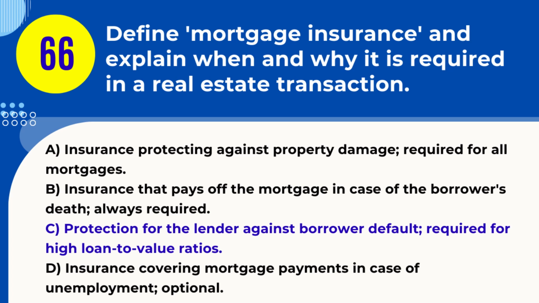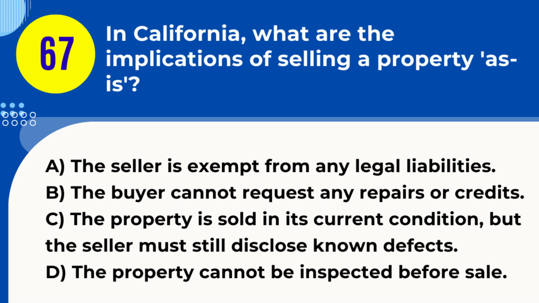Answer: C. Protection for the lender against borrower default, required for high loan-to-value ratios. Explanation: mortgage insurance protects the lender if the borrower defaults, typically required when the down payment is less than 20% of the home's value.